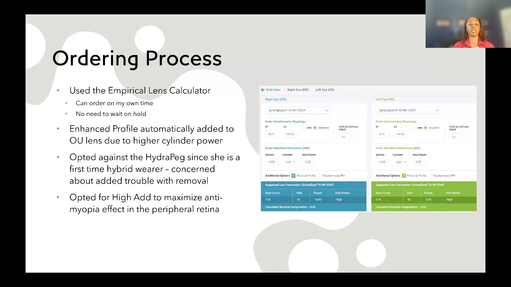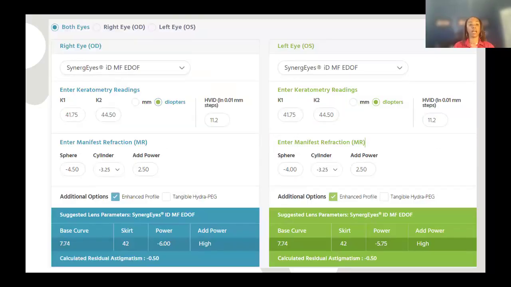So going back to the hybrid, this is how we design this lens. You do it completely empirically. You use this online calculator and you just go through the prompts. So you choose Synergized ID multifocal. That's what you want to fit for this patient. You put in the patient's K's, the patient's HVID, their sphere, their cylinder. For this patient, we're fitting her in a presbyopic lens because we're using it off-label for myopia control. So I'm giving her the highest add of a 2.50. You can choose whether to use an enhanced profile, which makes the lens a little bit thicker. I opted for yes. And then I did not want to add HydroPeg because it makes the lens a little slimy, a little bit difficult to insert and remove.